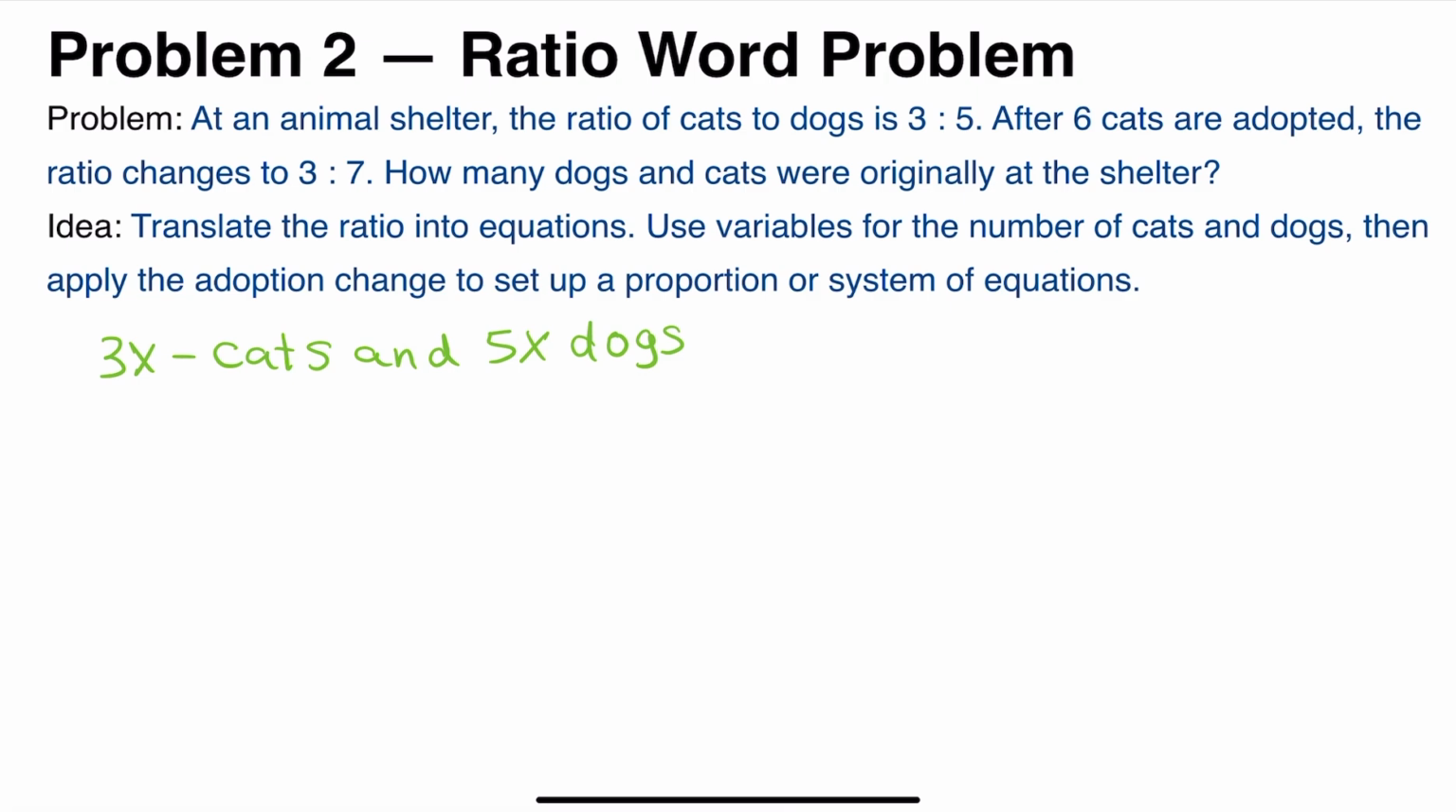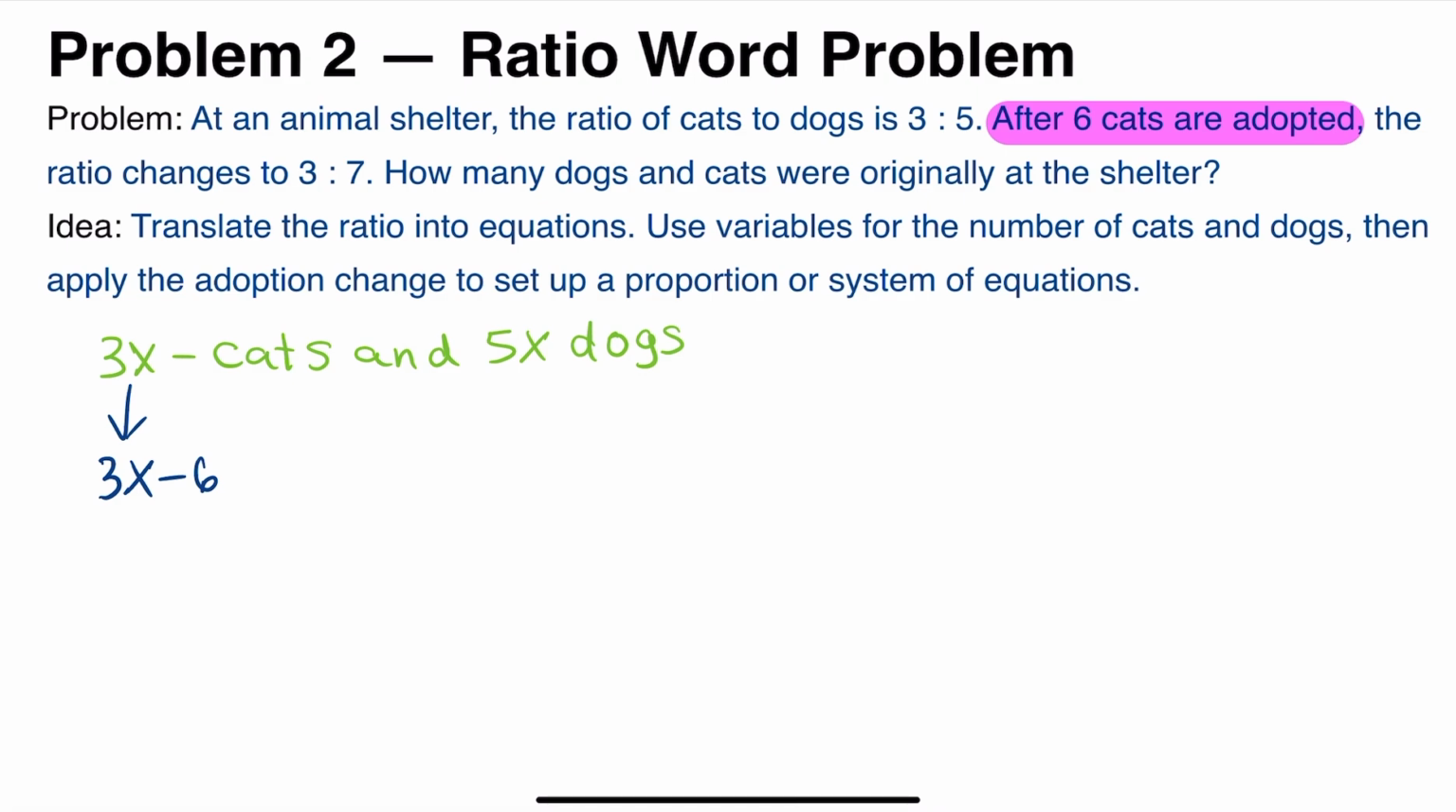Okay. After 6 cats are adopted, though, the number of cats becomes 3x minus 6. You can see that here, 3x minus 6. And the reason why I say minus 6, if you look at the word problem here, it has after 6 cats are adopted. So you're removing 6 cats from the shelter. So that's where that minus 6 is coming from. Hopefully that's helpful. And the number of dogs is still 5x.